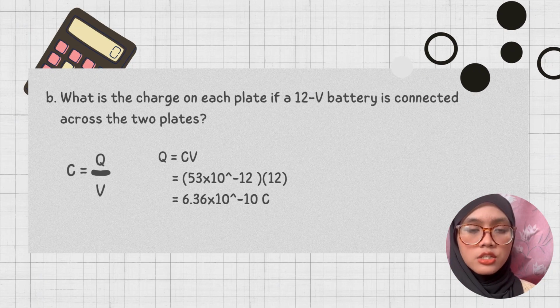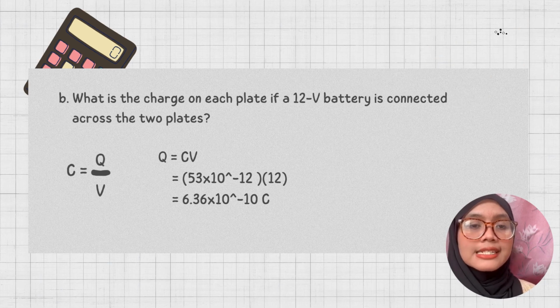Question B. What is the charge on each plate if a 12 V battery is connected across the two plates? So we use C equals Q over V. The question wants the charge on each plate, so we rearrange it and use Q equals CV. We key in the values and get 6.36 times 10 to the power of negative 10 C.